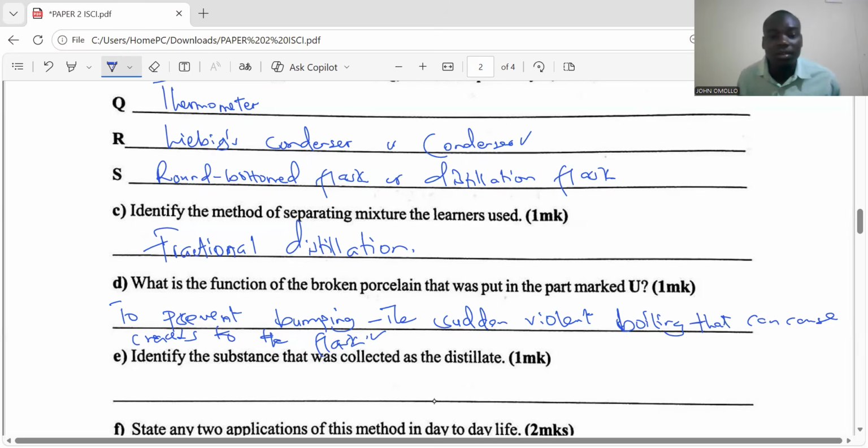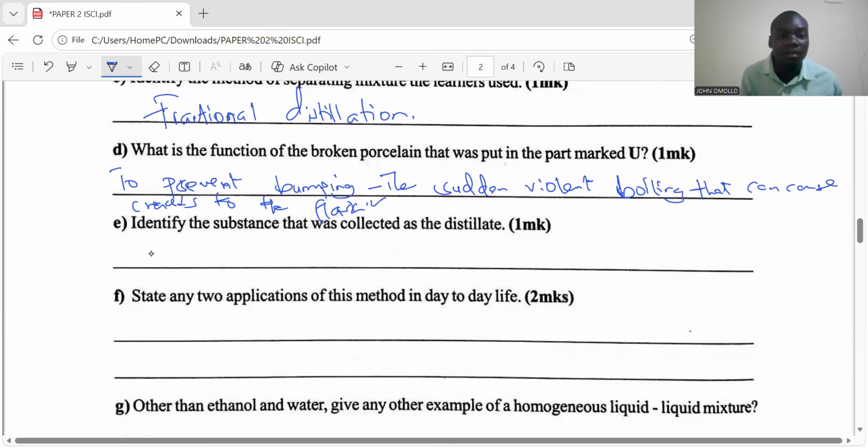Identify the substance that was collected as a distillate. Now, the substance that will be collected as a distillate is ethanol. Why is that? Because it boils fast, at 78 degrees Celsius.